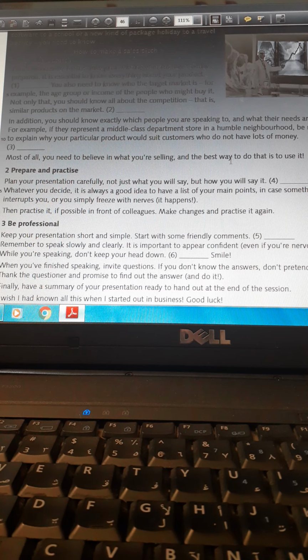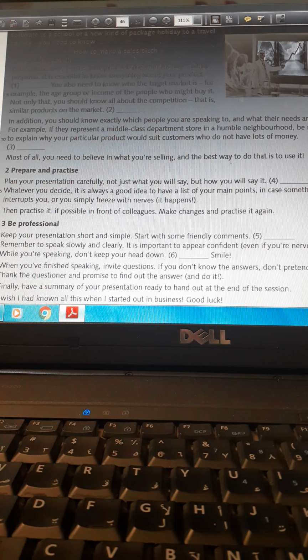Okay, line number 6. Not only that, you should know all about the competition. For example, Barcode sells the seniors jackets for 50 JDs. The other shops sell it for 40, others sell it for 30. You should know the competition. You should be able to compete with the price, المنافسة. That is similar products on the market.